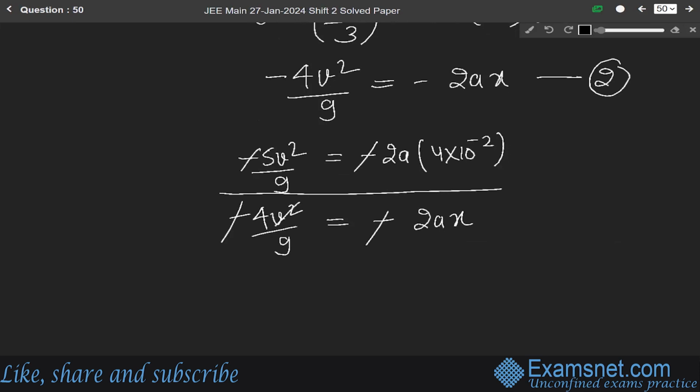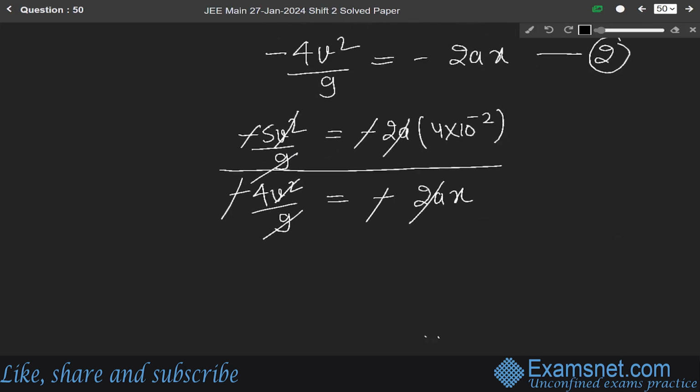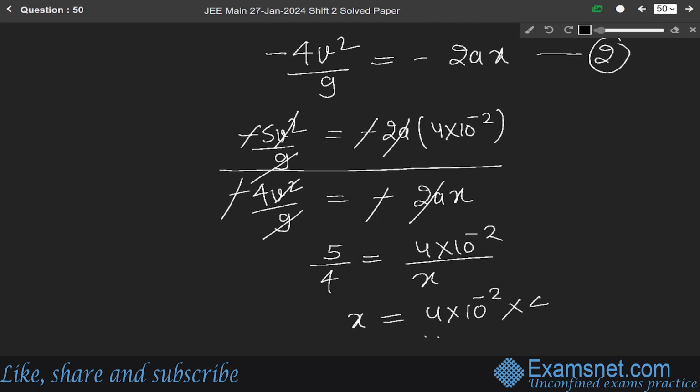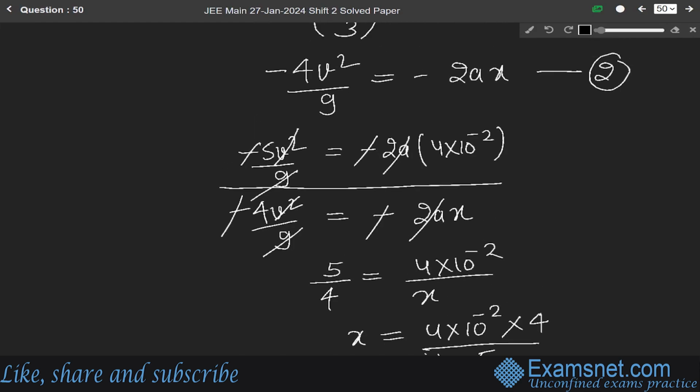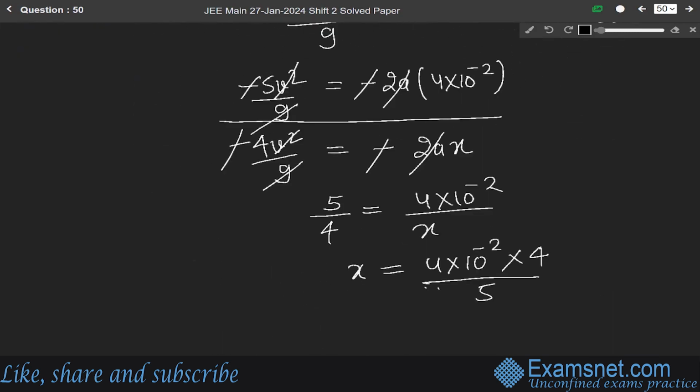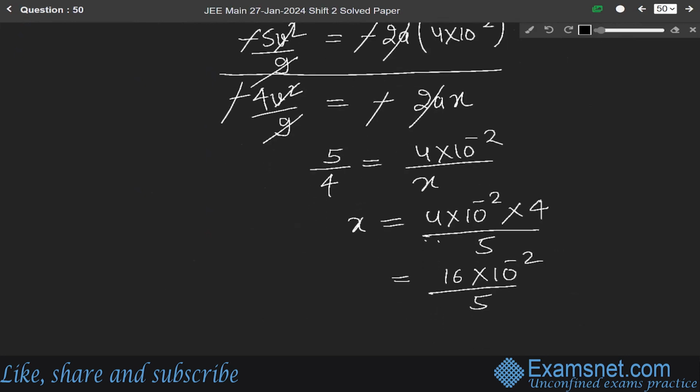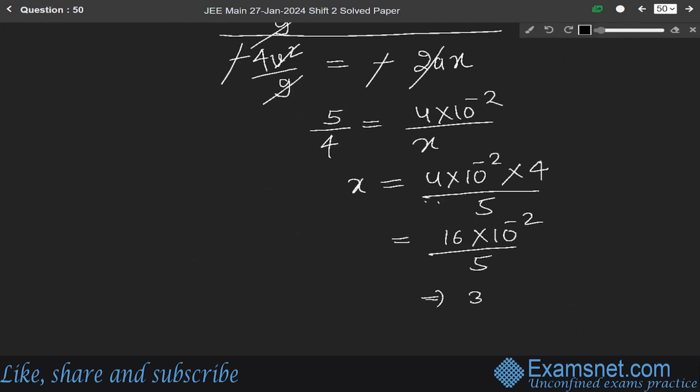Minus cancels out, v square cancels out, 9 cancels, 2a cancels. So we get 5 over 4 equals 4 into 10 to the power minus 2 over x. So x will be equal to 4 into 10 to the power minus 2 into 4 over 5. Now this x is d into 10 to the power minus 3. So it will be equal to 16 into 10 to the power minus 2 over 5, which is 3.2 into 10 to the power minus 2 meter.